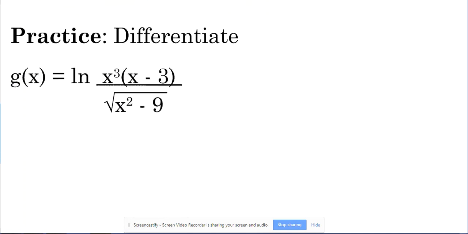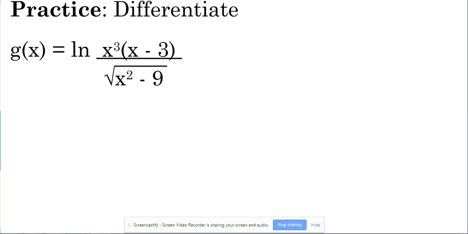So pause the video, see if you can differentiate this expression using the same strategies we just used, and then come back for the explanation. All right, so same thing going on. We got a product up here within an overall quotient, so let's split it up.